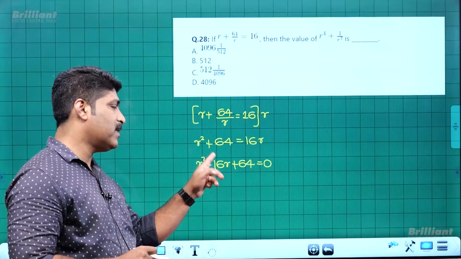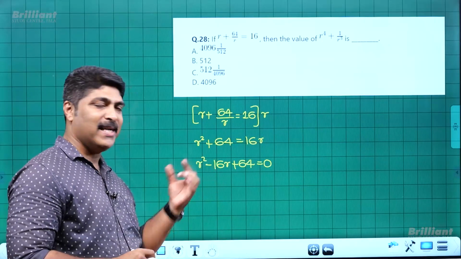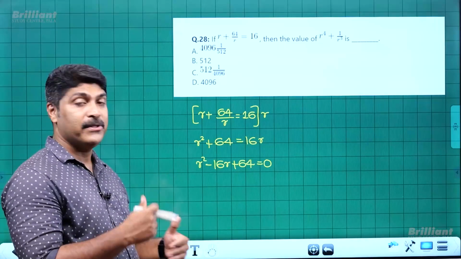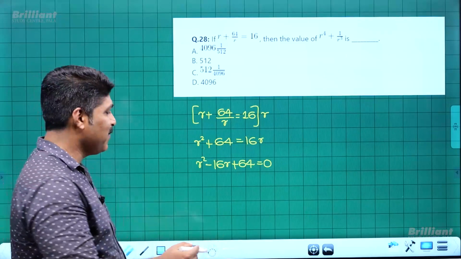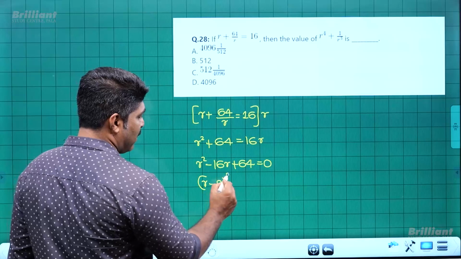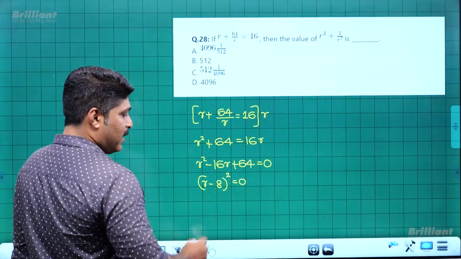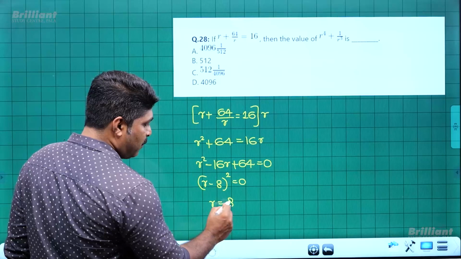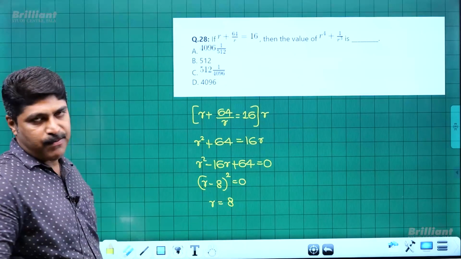You have to make sure about the middle term. So here this is a minus sign. And that is 16 also. 2 into 8 will be equal to 16. Therefore, we can factorize it like this, r minus 8, the whole square, which is equal to 0. Then what can we conclude? r equal to 8. So we got the first part.